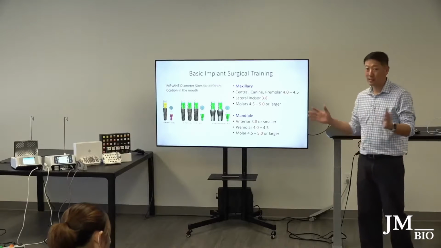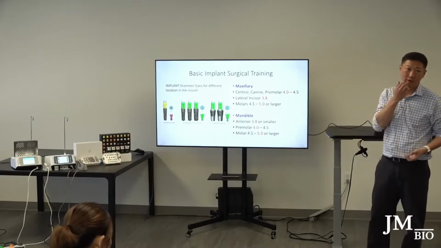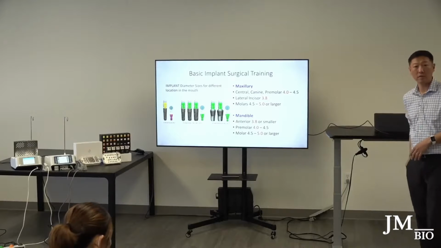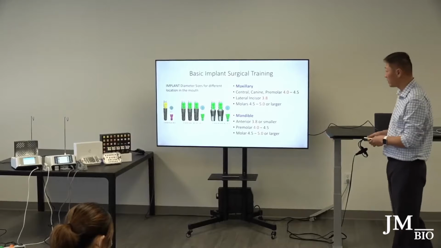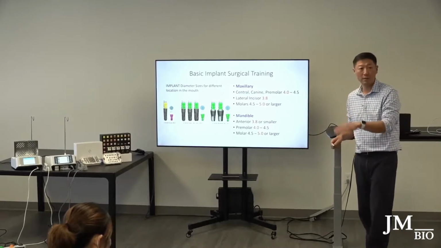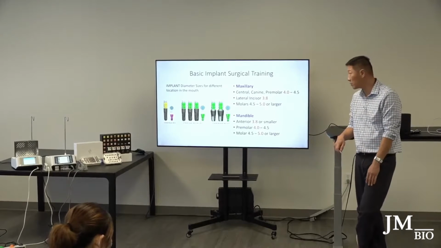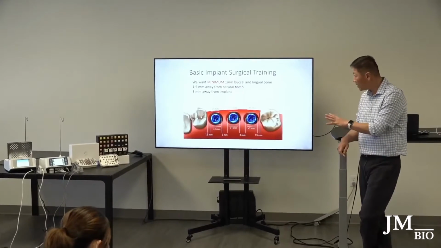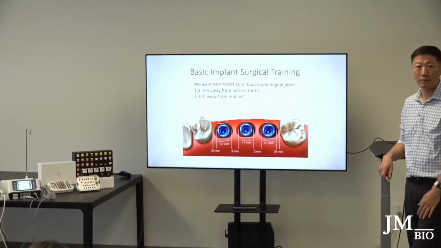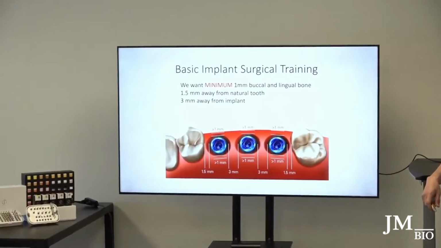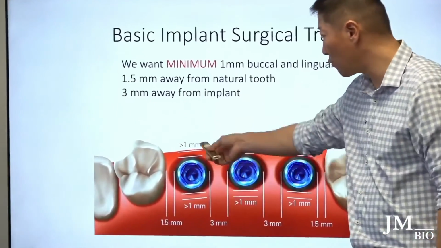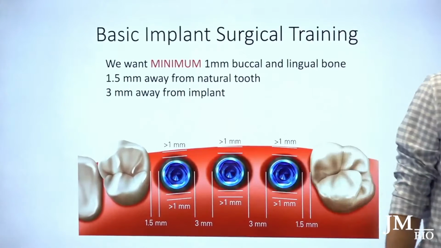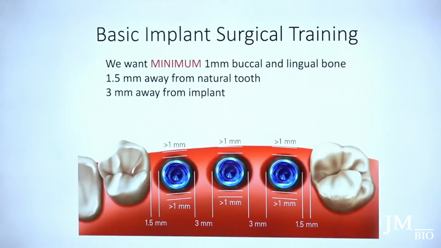The anterior mandible, obviously, is thinner and smaller, so sometimes even 3.5 or 3.0, even minis, in the anterior mandible. It depends on the location. Premolars are 4 or 4.5, and molars 4.5 or 5 or bigger, once again, in the lower jaw as well. And then, from tooth to implant, we want at least 1.5 millimeters of distance. From implant to implant, we say 3 millimeters. And you want about 1 millimeter of bone buccolingually, so you want the implant to be completely, 100% surrounded by bone. That's the most ideal.